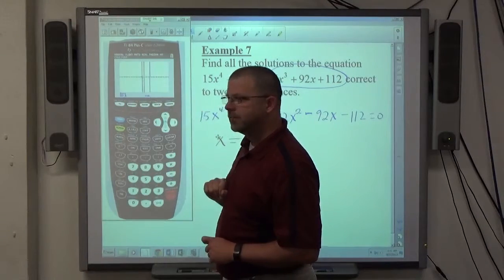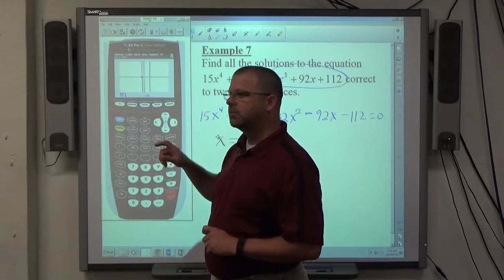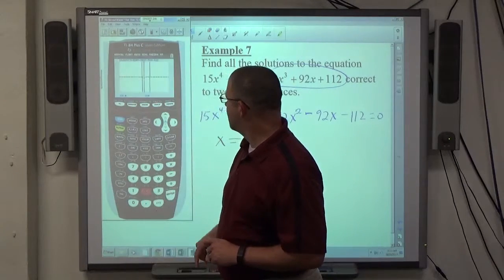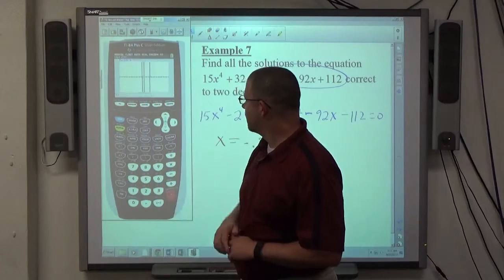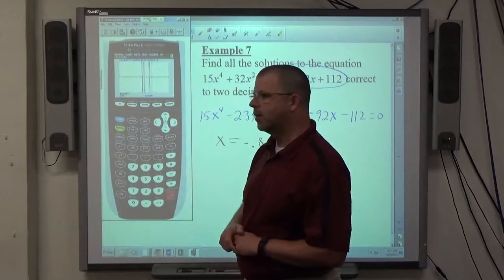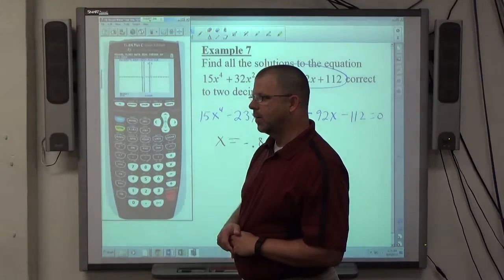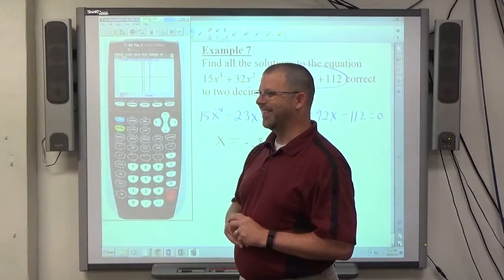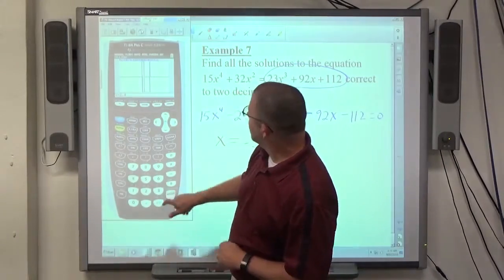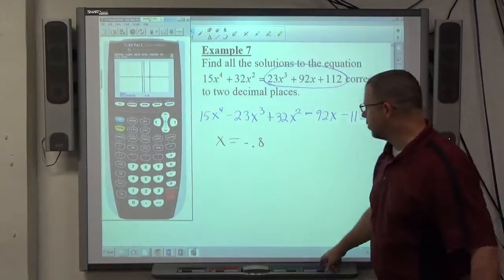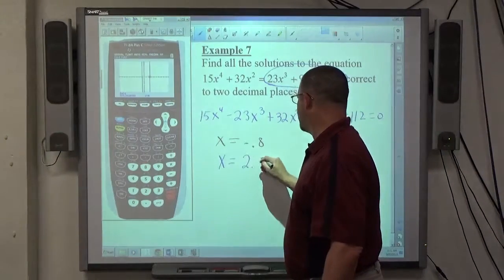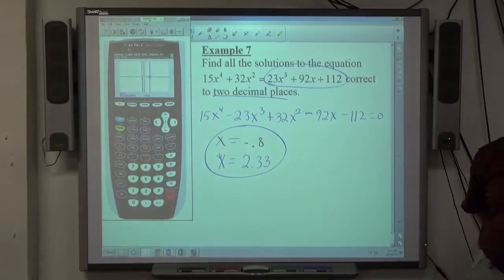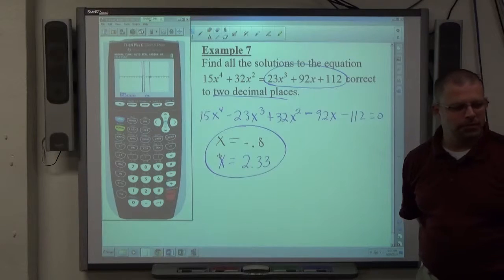And Renee, walk me through the same process. I want to find this answer. You have to completely go to Calc 0 again. Go to Calc 0 every time. For the left bound, 2, okay, and then right bound 3. Then guess 2.4. She got 2.33, very good. So x equals 2.3 repeating. Again, they want 2 decimal places, so I stop at 2. There's my 2 solutions to the problem. And that is the answers.